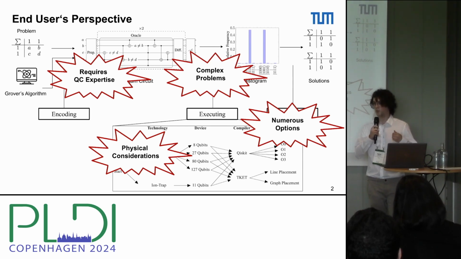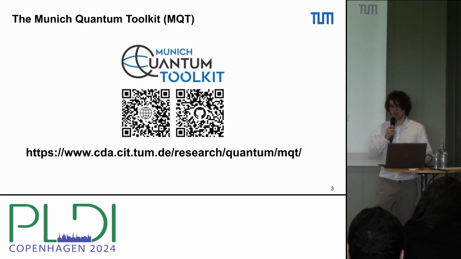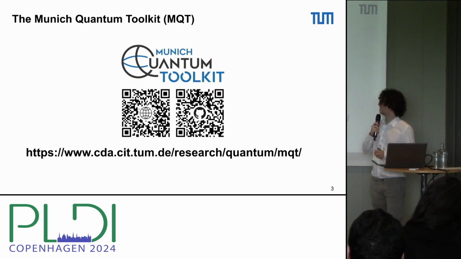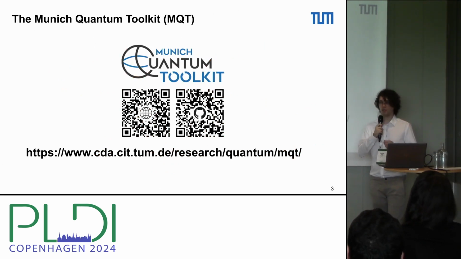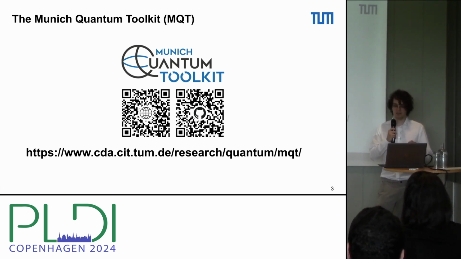And as quantum computing becomes more and more popular, many people from the outside are coming in. And they definitely need something like tool support. They need software that can help them in the field of quantum computing. And for that, we have come up with the Munich Quantum Toolkit, the MQT, which is just a selection of open source Python software and also C++ software that users can employ to solve different problems all around the quantum computing stack.